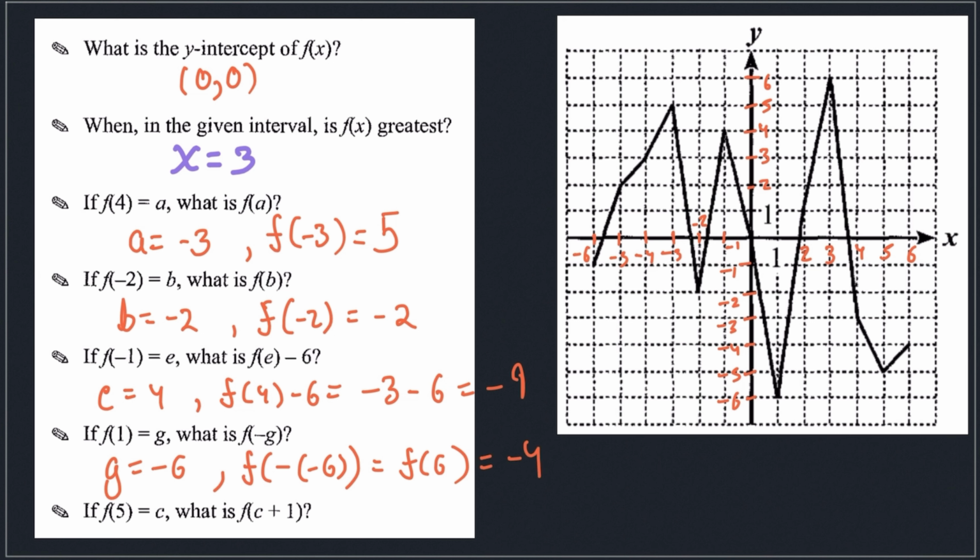In the next problem, f of 5 is equal to c. We can look up the value of f of 5 as negative 5 from the graph. Therefore, c is equal to negative 5. f of c plus 1 can be written as f of negative 5 plus 1, or f of negative 4. The value of f of negative 4 can be found from the graph as positive 3. Therefore, the final answer is positive 3.